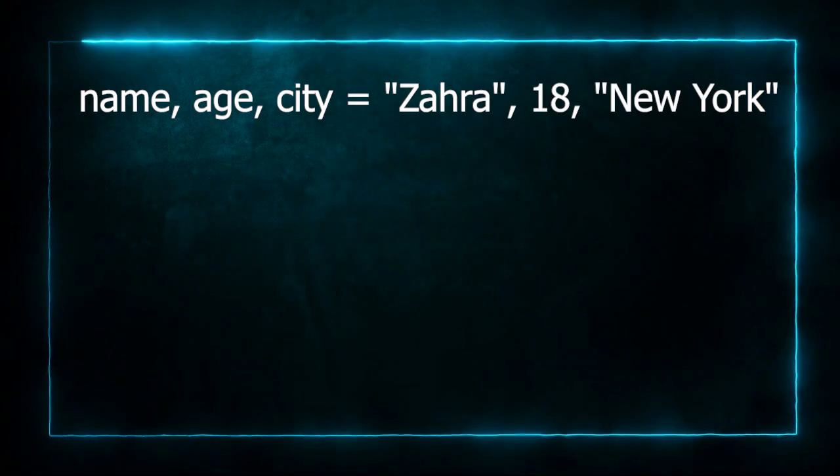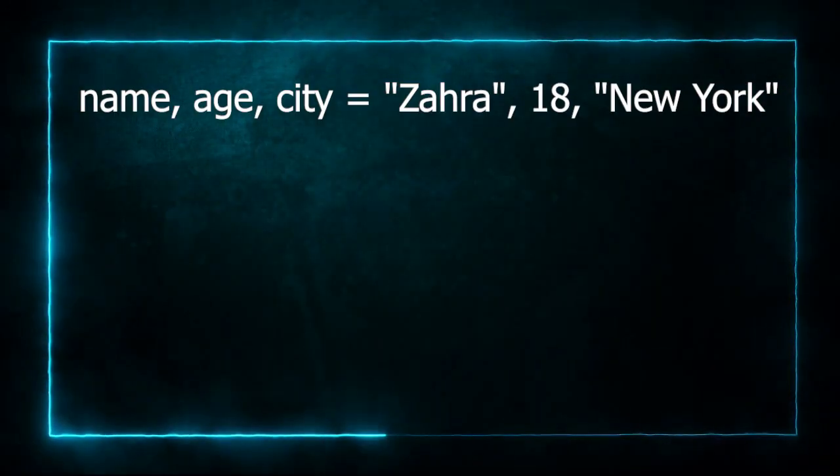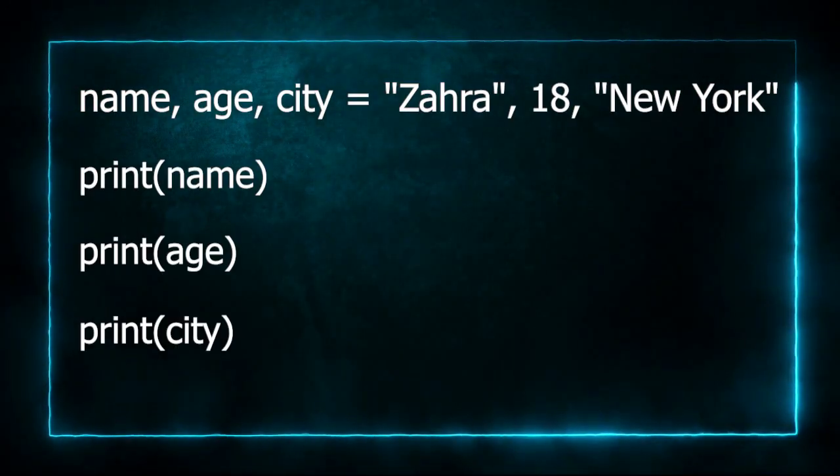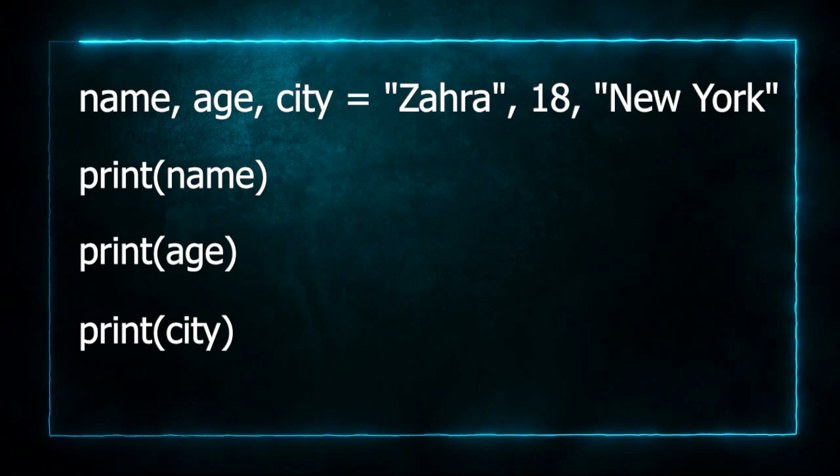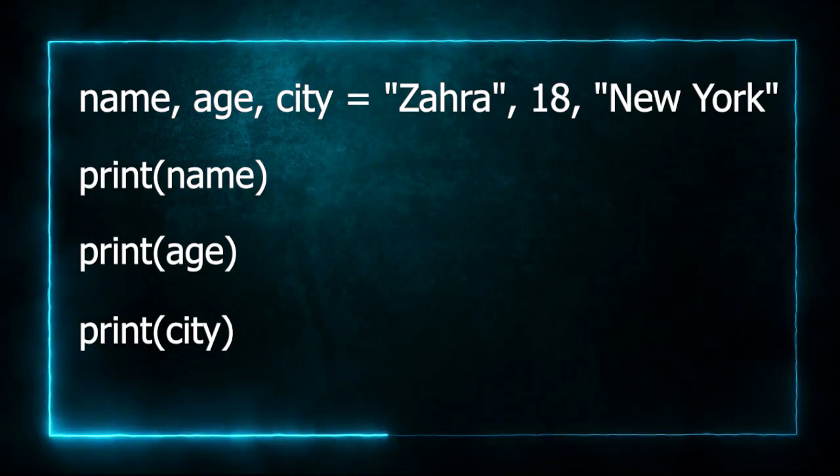name, age, city = Zara, 18, New York. print(name), print(age), print(city). Here, the value Zara is stored in the variable name. The value 18 is stored in the variable age. The value New York is stored in the variable city.